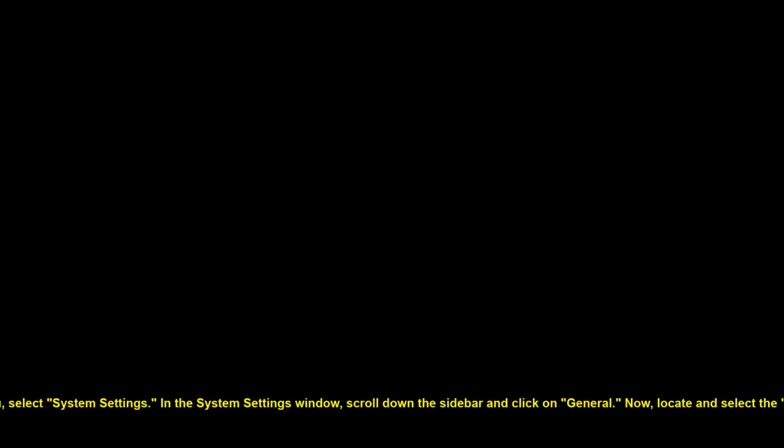Click on the Apple logo in the top left corner of your screen. From the drop-down menu, select System Settings. In the System Settings window, scroll down the sidebar and click on General. Your Mac will automatically check for available updates.